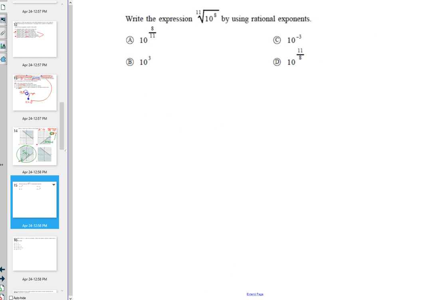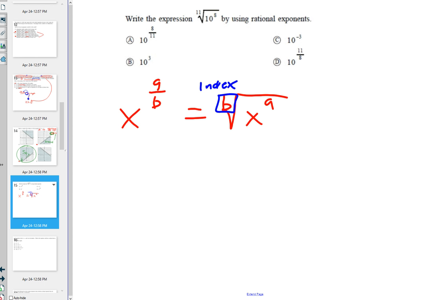Write this expression using rational exponents. Okay, this is an easy one. This definitely belongs in a no calculator section. The formula here says x to the a over b is equal to the b root. This would have been done before you got to me also. It's just knowing that this number here is called an index. As a fraction, that becomes a denominator. Whatever this is, the exponent stays as the numerator.